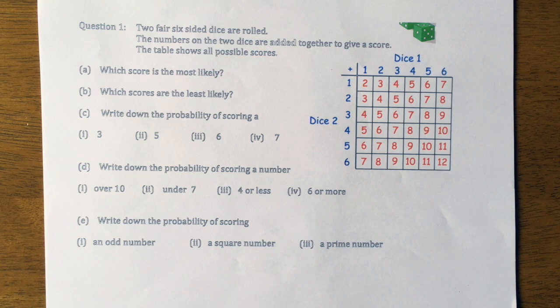Hi everyone, so today's video is about looking at a question where you're looking at two sets of outcomes and then finding probabilities from them. So in this question it says that two fair six-sided dice are rolled. So if you imagine you're going to roll two dice at the same time, okay?